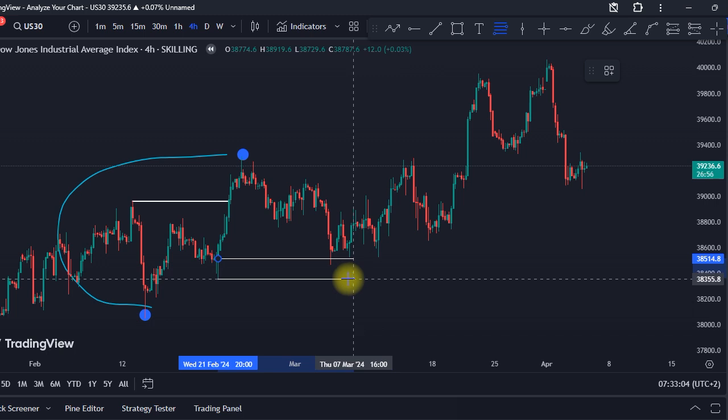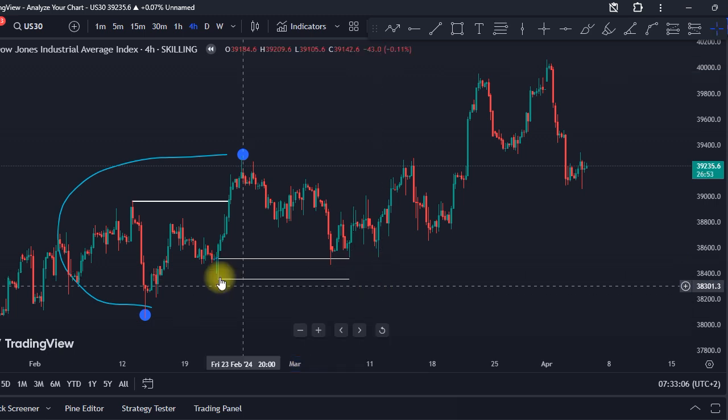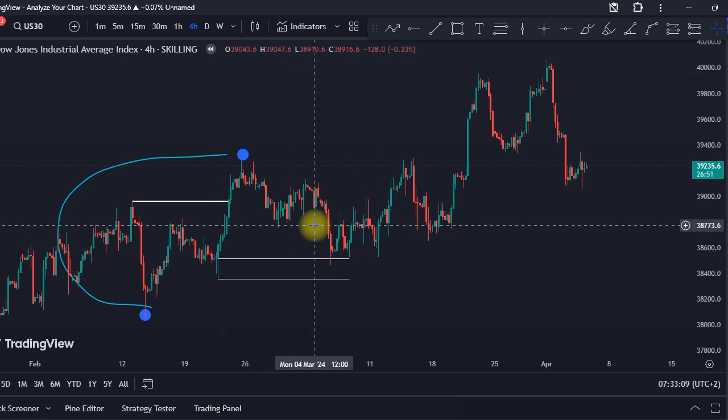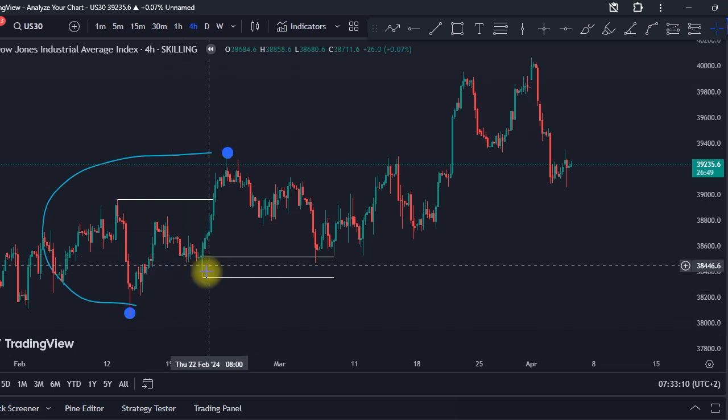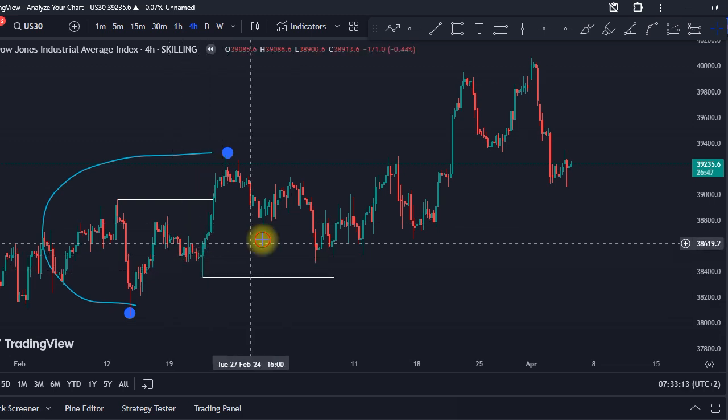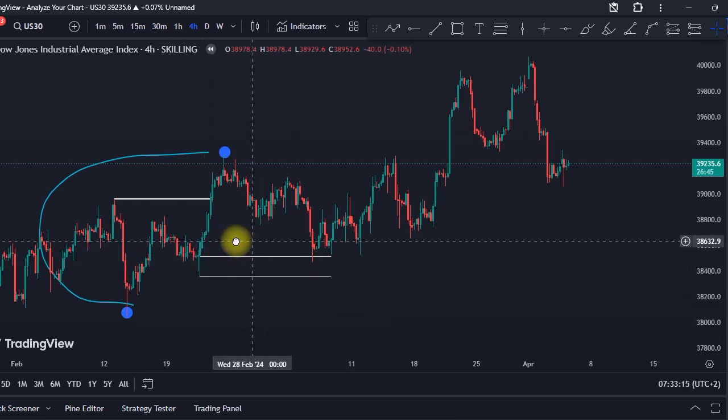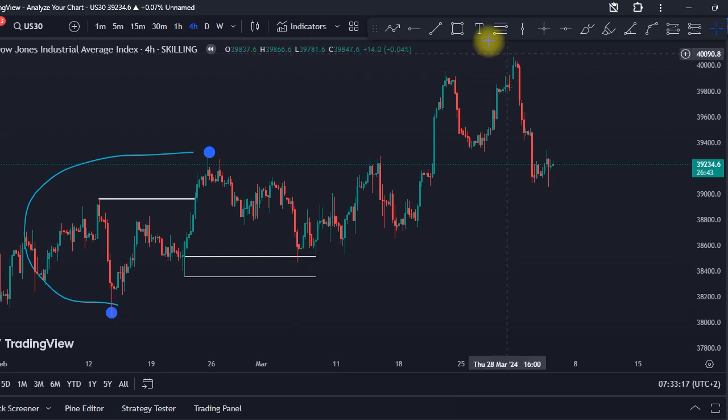Okay, so it simply means the market came back into a significant order block, which was this part. So here we have a hidden order block. It's a hidden order block because of this long wick over here. So if you dive into a lower time frame, you're gonna find that there is an order block within this long wick.